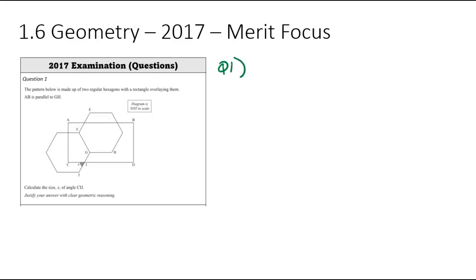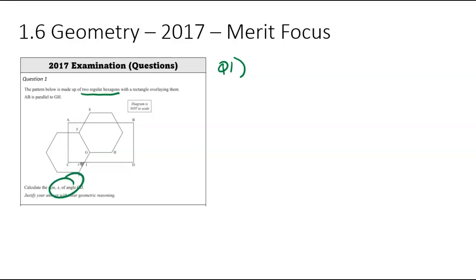Question 1. The pattern below is made up of two regular hexagons. I suppose that word regular, we like seeing that because that gives us some guidance as to what we want to do. We've also been told that AB is parallel to GH. So what that means, AB over here is parallel to that line there. We could probably make a few other assumptions, that GCD is going to be parallel to that. It's also going to be parallel to that as well. So all of those should be parallel. So probably going to be regular polygon stuff, probably going to be some parallel line rules in there as well.